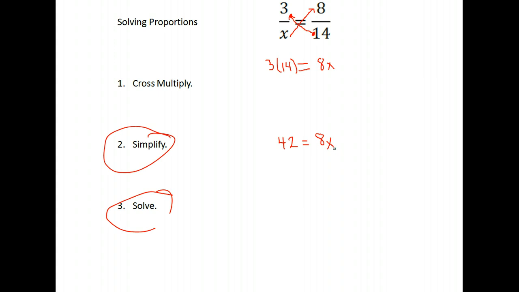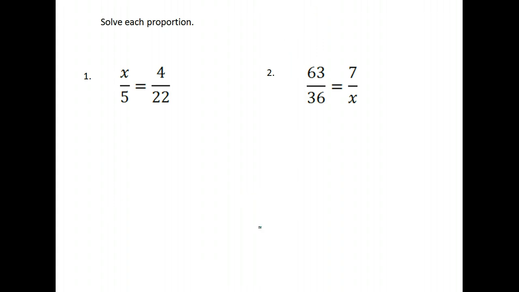It's 8 times x, and we need to get x alone, so we do the opposite of multiplying by 8, and we divide both sides by 8. And I get 5.25. Okay? That is how we solve basic proportions. Now they're going to get a little trickier as they add some more things in.